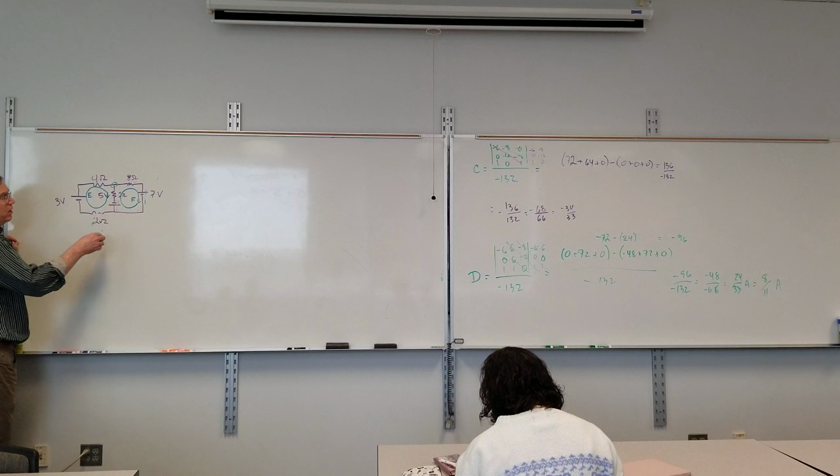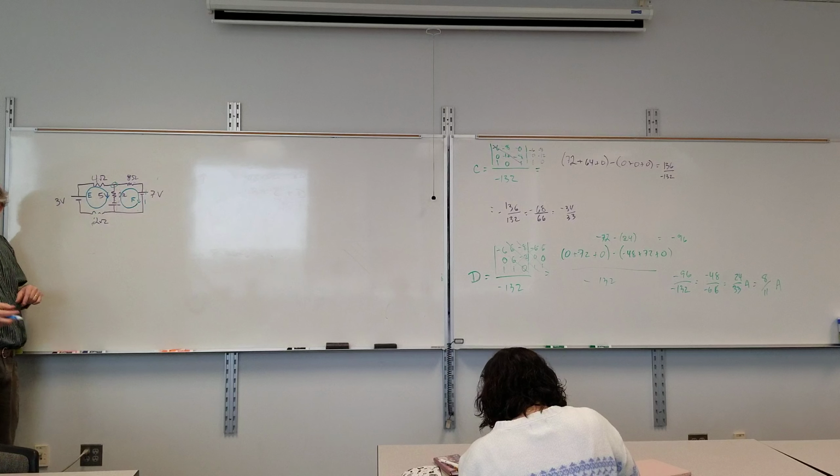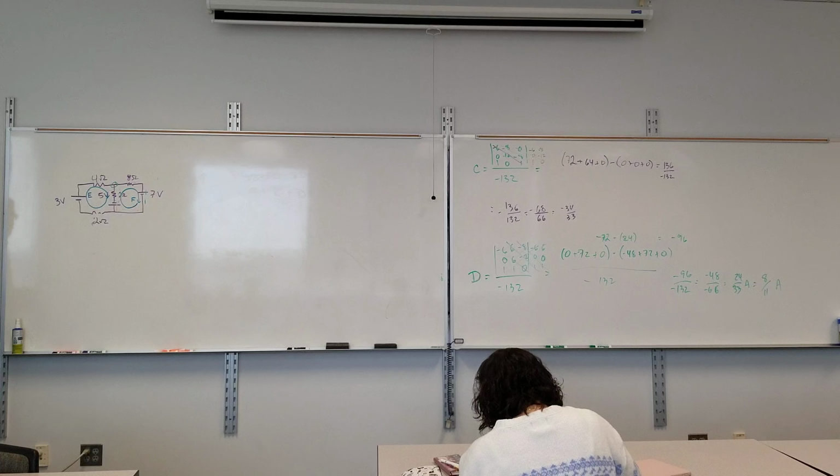The biggest issue people have with this one is dealing with the middle resistor where I have two different currents going across it. Is that 2 or 6 in the middle? That's a 6 right there. Is that the one you're looking at?